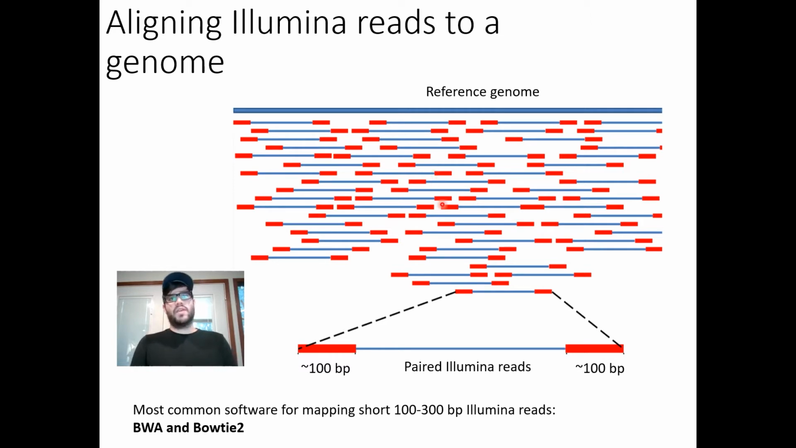Then we can look at where these reads are aligning and run a variant detection tool, where we'll go base pair by base pair of the genome and see if there are any differences between the reads that we're aligning and the reference genome.